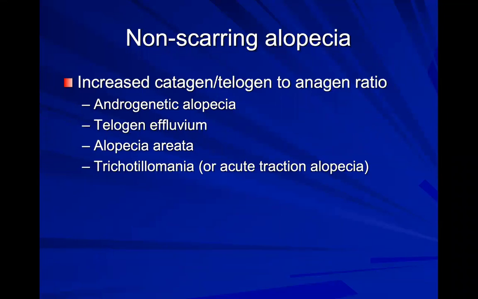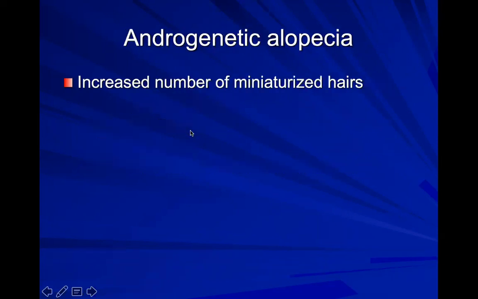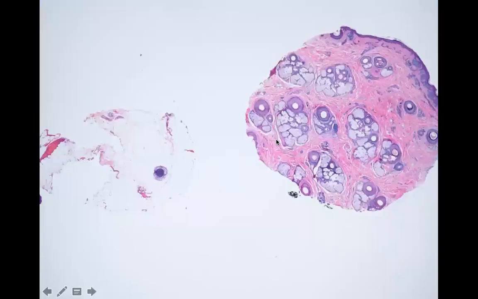In non-scarring alopecias, you're going to see an increase in this catagen-telogen ratio to anagen. These are the conditions we think of mostly, right? Androgenetic alopecia, telogen effluvium, alopecia areata, and trichotillomania. A lot of the ways that we distinguish between these, if we don't have all the features, is with the ratio. So, androgenetic alopecia, what you're really going to see is a significantly increased number of miniaturized hairs.